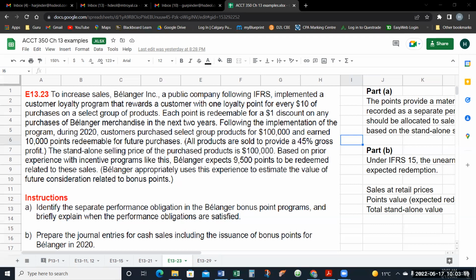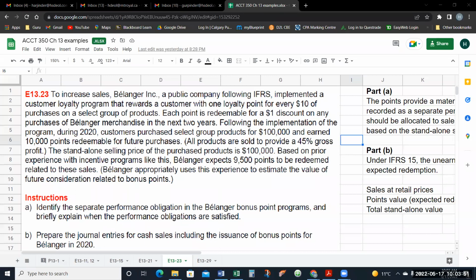This is an example on customer loyalty programs that we talked about when we discussed chapter 13. When a company issues customer loyalty points, the points will be redeemed sometime in the future. So IFRS 15 takes the viewpoint that the customer loyalty points reflect a separate performance obligation, and the company must set up a liability, an unearned revenue liability, reflecting the fair value of the estimated redemption amount of those loyalty points.